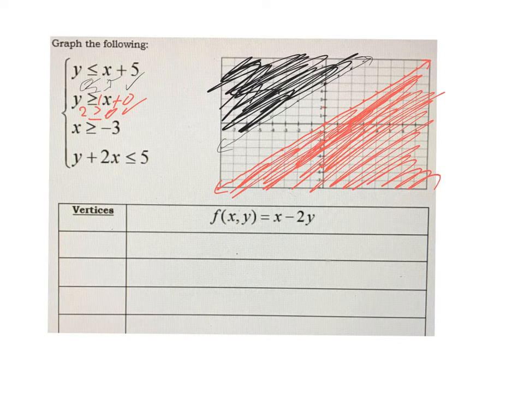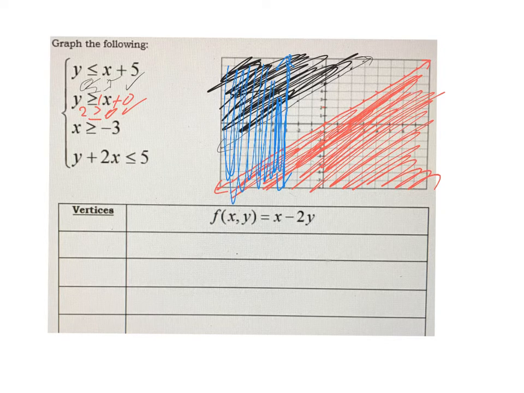The next one, x greater than or equal to negative 3. That's a vertical line at negative 3 on the x-axis. So there's our x greater than or equal to negative 3. Again, greater than is to the right, so I'm going to shade the opposite, which is all of this stuff to the left.